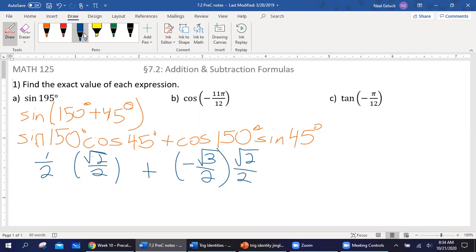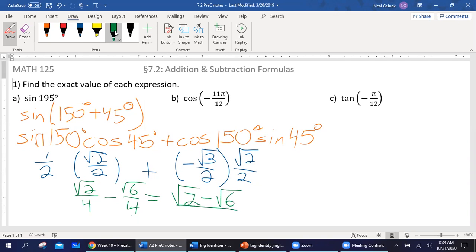So now I'm going to multiply each side individually together. So that's going to give me root 2 over 4 plus, well, actually, sorry, it's going to be minus because I have a negative there. So minus root 3 times root 2, that's root 6 over 4. Now, I cannot actually subtract root 2 minus root 6, but since they both are over 4, I can write them as a single fraction. So root 2 minus root 6 all over 4. That is an exact answer to that.